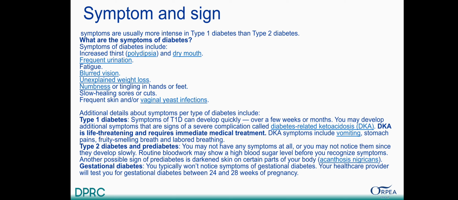Symptoms and signs of diabetes. Symptoms are usually more intense and severe in type 1 diabetes than in type 2 diabetes. What are these symptoms of diabetes? Increased thirst or polydipsia and dry mouth, frequent urination, fatigue, blurred vision, unexplained weight loss, numbness or tingling in the hands or feet, slow healing of wounds, and frequent skin and or vaginal yeast infection.